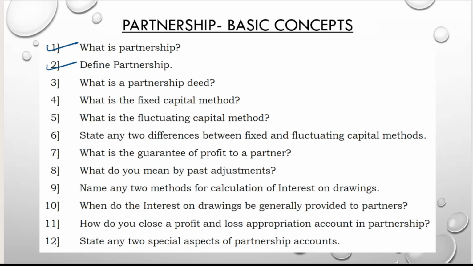But prepare these questions: What is a partnership deed? What is the fixed capital method? Fluctuating capital method. Understand what is fixed, what is fluctuating, and the differences between fixed and fluctuating. You may get a question for 1 mark also from this concept. And what do you mean by guarantee of profit?